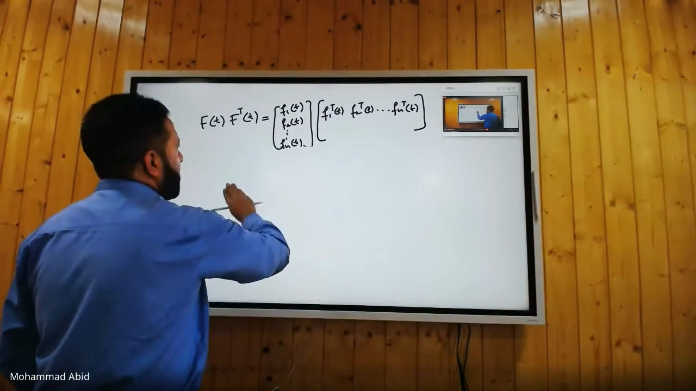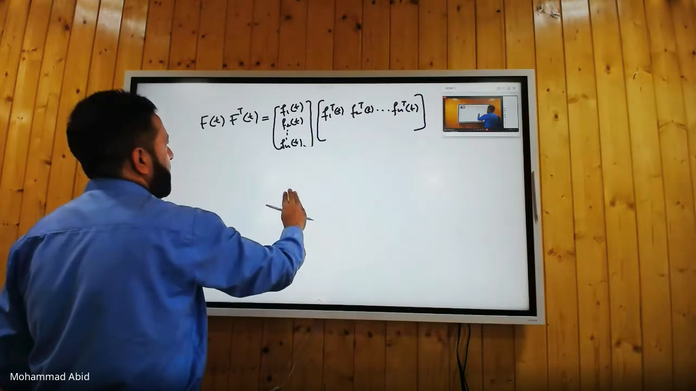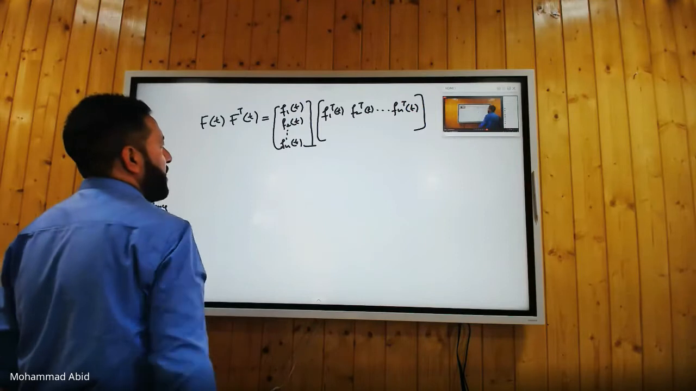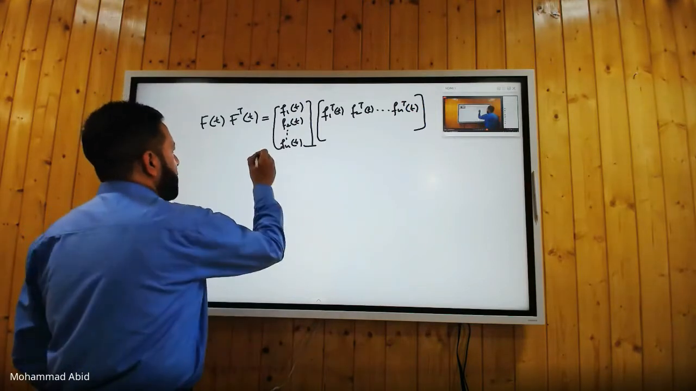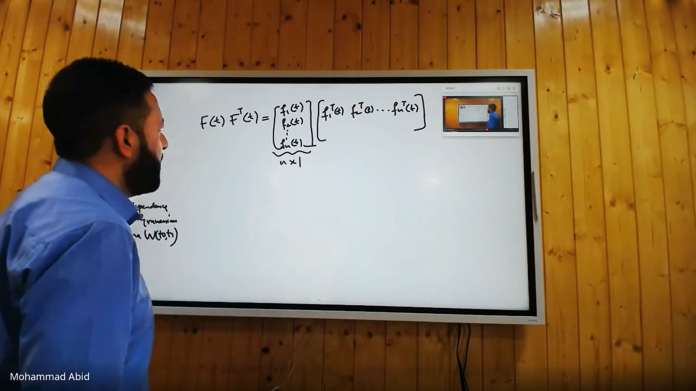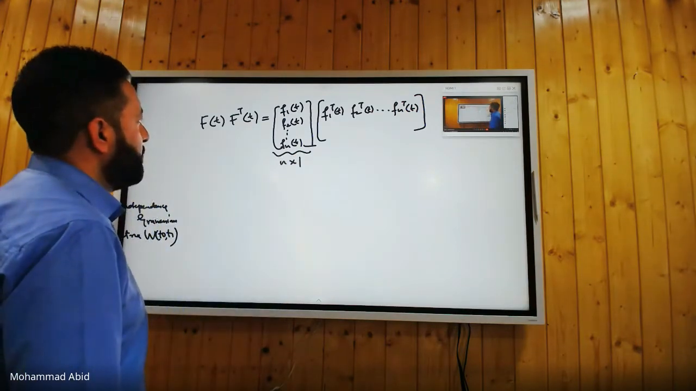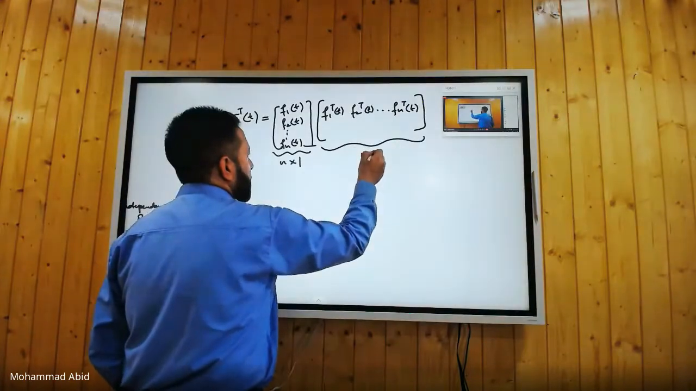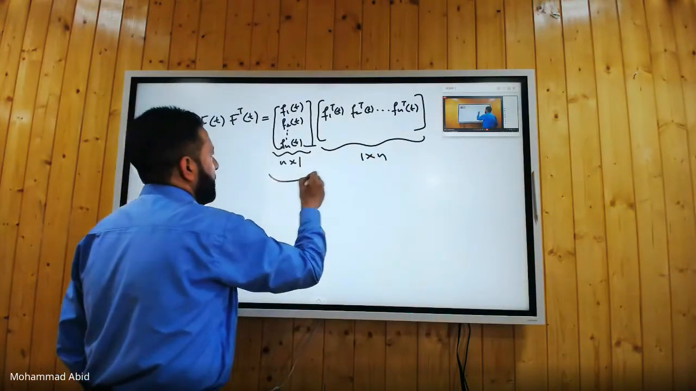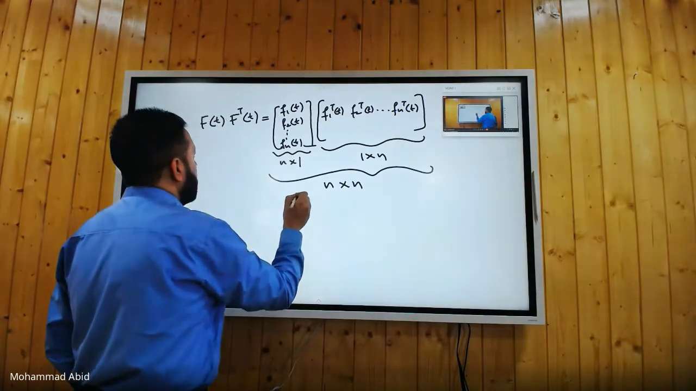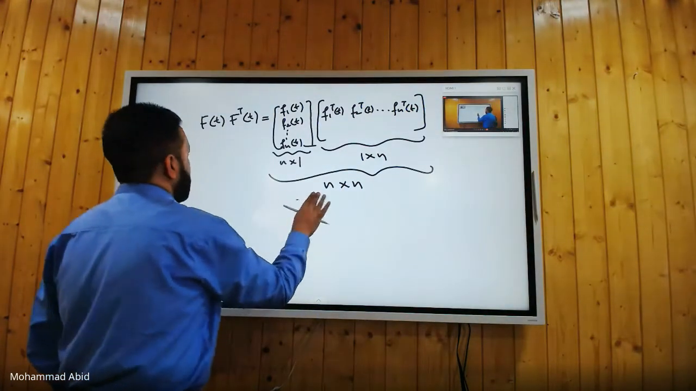So you basically have got a set of vector functions f1t up to fnt. What is the size of this one? This has got n rows and one column. Are you following me? Yes, sir. And this also has got 1 cross n. So the product will be n cross n.